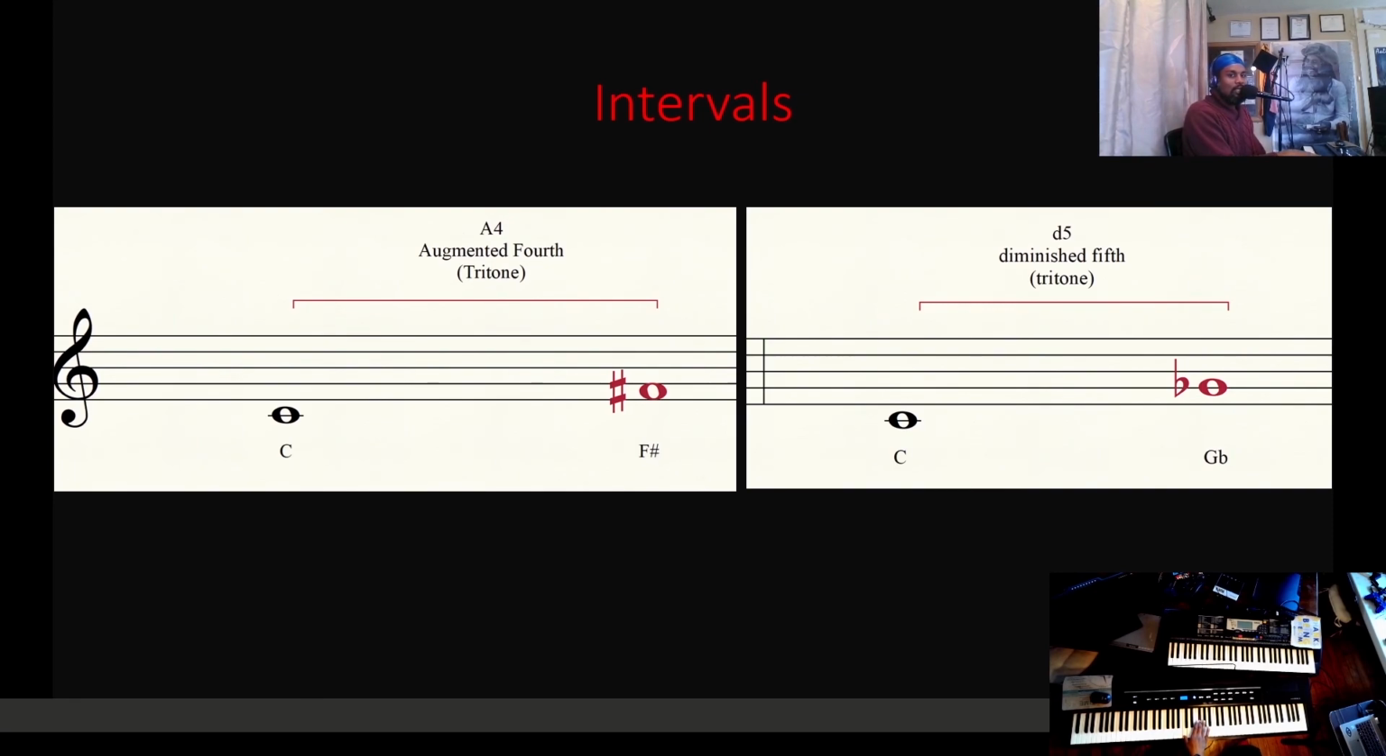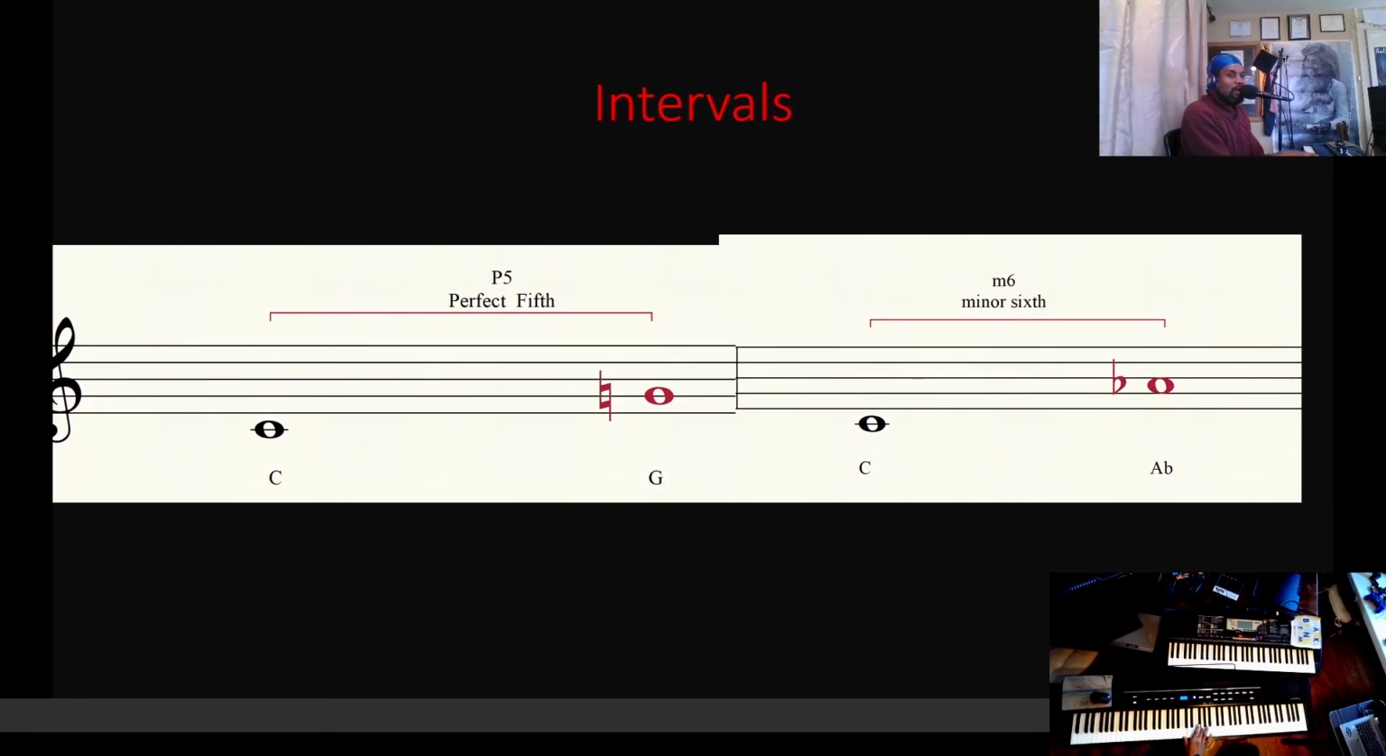Now, C to F sharp or G flat is what we refer to as the tritone. The tritone is an interesting quality in sound. The tritone can either be written as an augmented fourth, if you write this as a C natural to an F sharp, or it can be considered a diminished fifth if you write it as a C to a G flat. It all depends on how it's spelled.